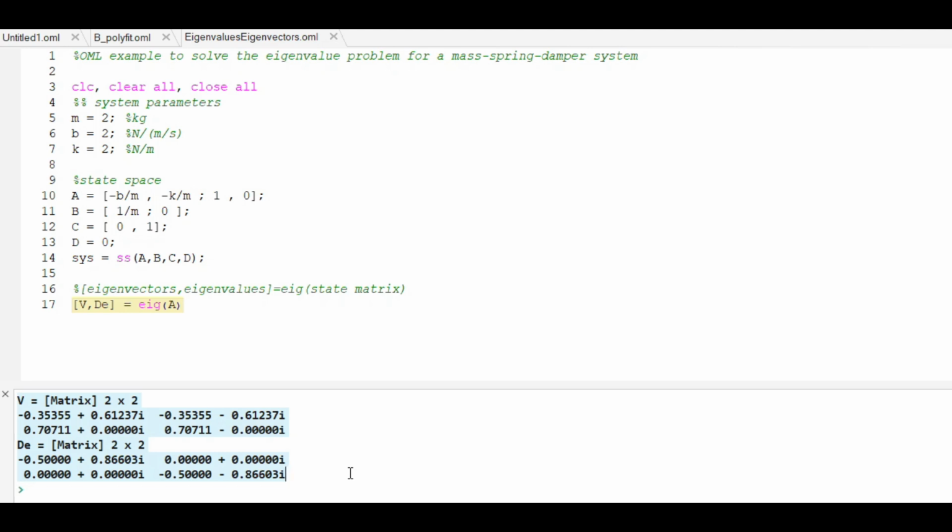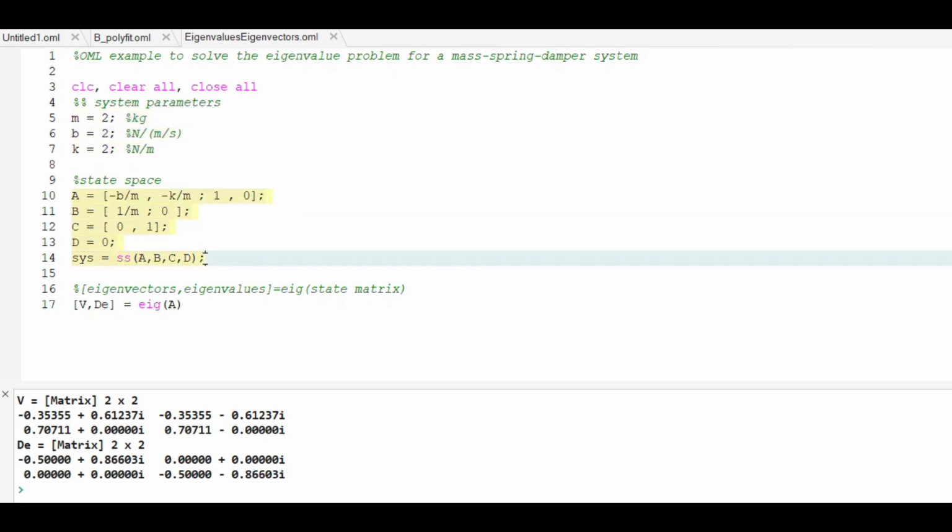Next, the physical parameters of the system are defined. The mass, represented by m, is assigned a value of 2 kilograms. The damping coefficient, represented by b, is assigned a value of 2 newton-seconds per meter. The spring constant, represented by k, is assigned a value of 2 newtons per meter. These values completely describe the physical characteristics of the mass spring damper system.